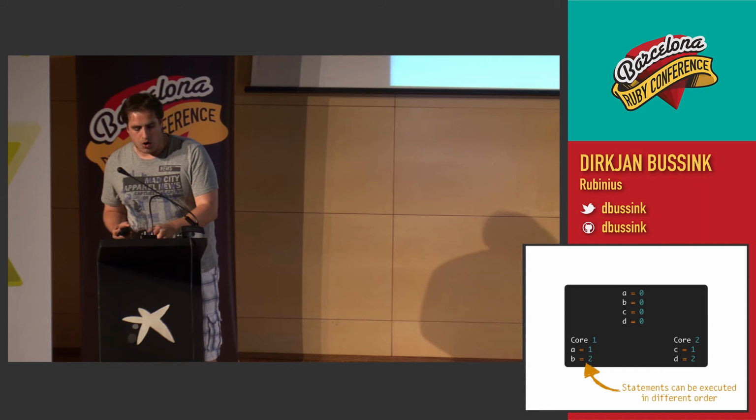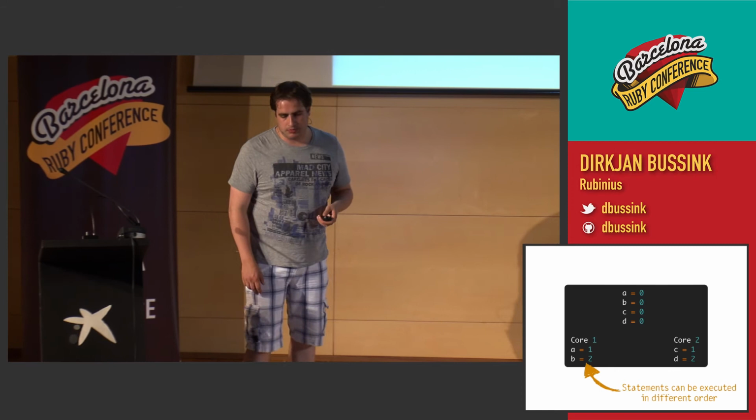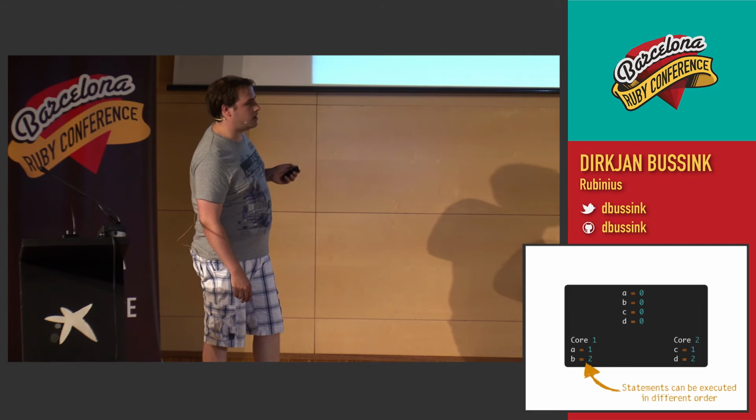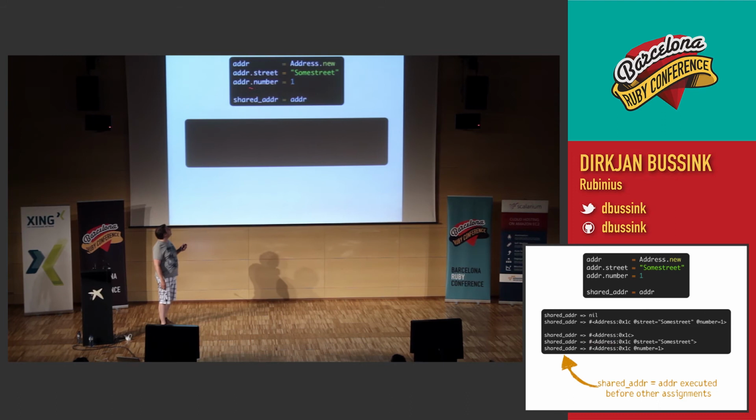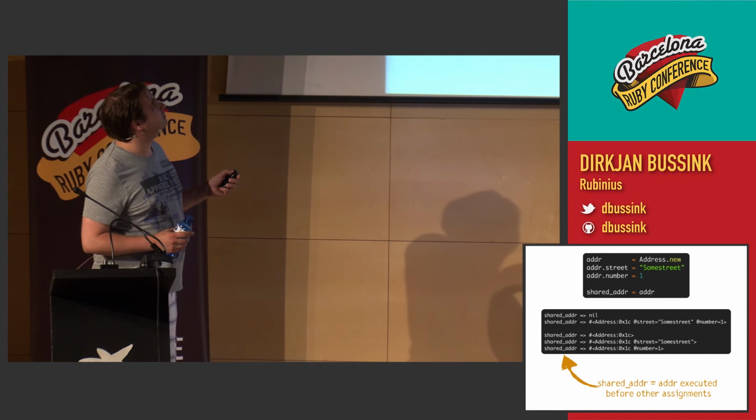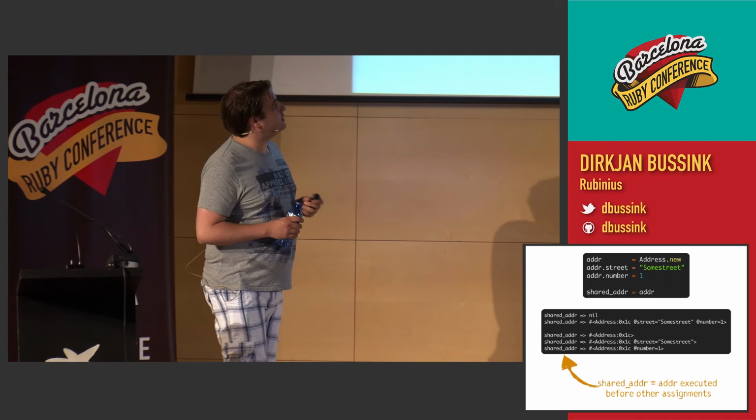There is, however, a slight problem with that, because it only guarantees that for the core, or the thread, you're running on. So you can have, for example, the following example. I have an address, I set a street and a number, and this is some shared variable that other threads can see too. And I set the address. What is the external behavior? If you look from another thread at this thread, what can shared address be? Well, of course it can be nil. It's not initialized yet, so we're before this code. And of course it can be an address with some street and a number.